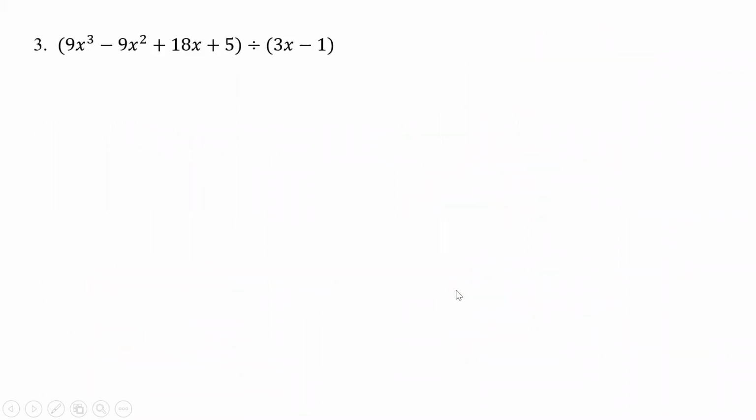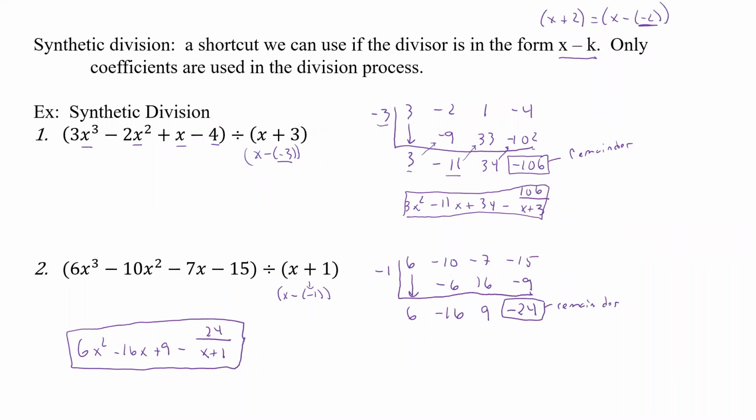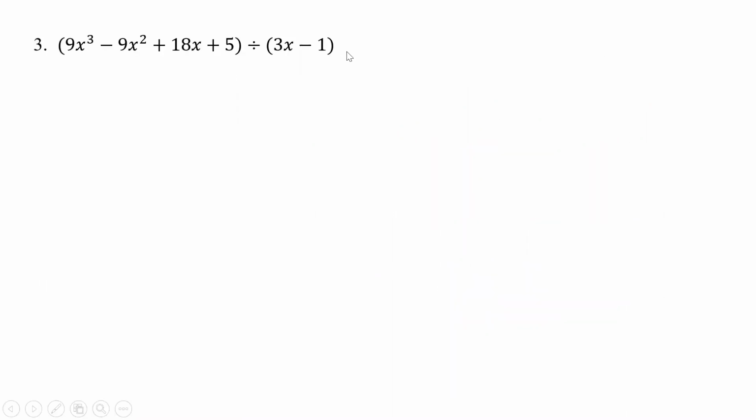All right, so let's do another one. Now, remember, when we do this, it has to be in the form of x minus k. Well, guess what? We don't have x minus k here. So what we need to do is rewrite this. So that's going to be 9x to the third minus 9x squared plus 18x plus 5. So 3, 2, 1, 0, all over 3x minus 1.